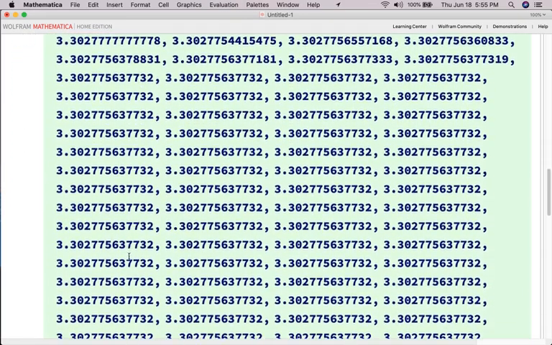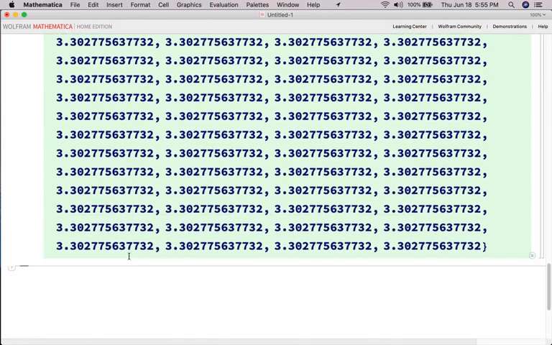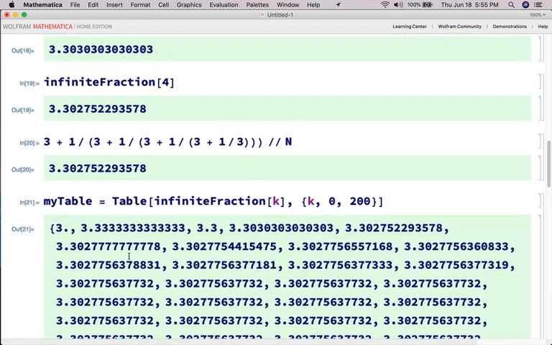Okay, it looks very convergent to me. When I say convergent, what that means is as the list progresses toward the end, you can see that the numbers don't really change that much. So you see that there is convergence going on.